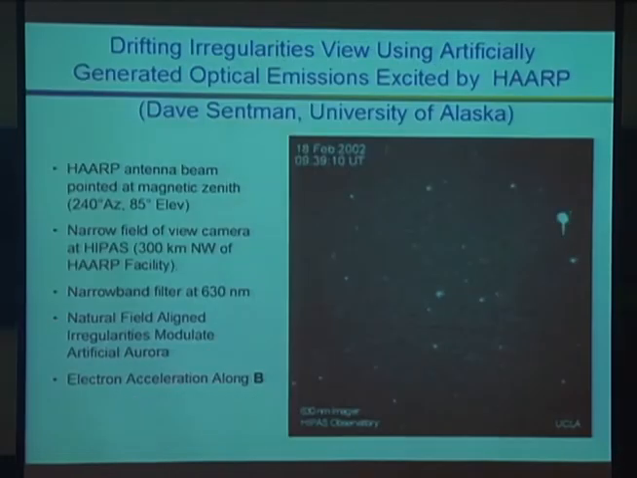The next slide illustrates an actual movie of turning the heater off and on. This is from Dave Sentman. And every time you turn it on, you see the drifting irregularities going through the volume with the field-aligned irregularities. So it's a way of just saying, okay, let's see what irregularities are there now. And this is in the 6300 angstrom band. Next slide, please.